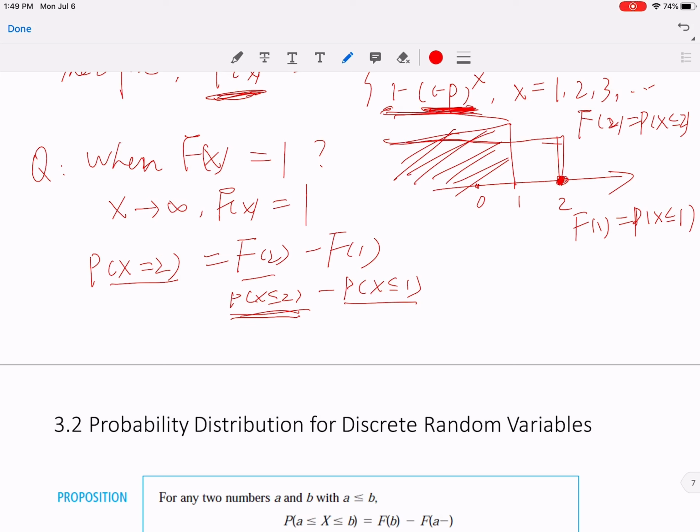We plug the 2 back into here, so that would be 1 minus p squared. And then minus 1 minus p. If x is equal to 1, the power would be 1. Okay, I wouldn't simplify it over here. I just want to show you how to find the probability of a single point for a discrete random variable.